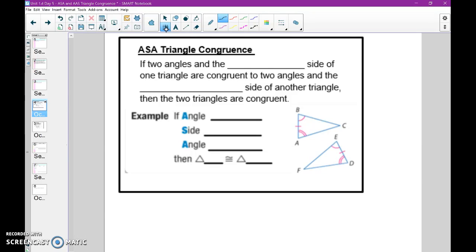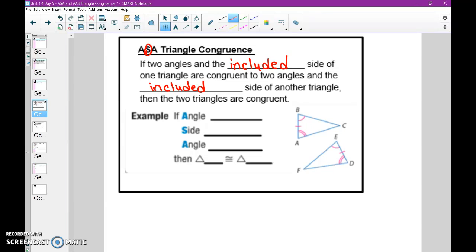So ASA goes angle, side, angle, and the side here specifically is in the middle of the two angles. So if two angles and the included side, the side that's between, of one triangle are congruent to two angles and the included side, again the side that's in the middle, of another triangle, then the two are congruent. So in other words, if they both go angle, side, angle, then it works.